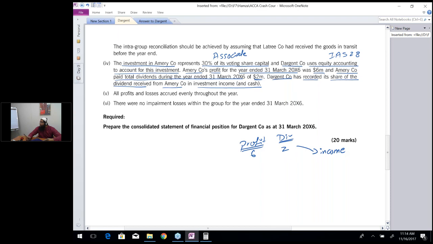No, Syed Maaz, the entry for goods in transit will always remain the same. The entry of goods in transit will always remain the same.